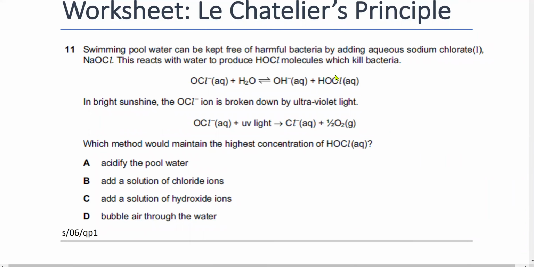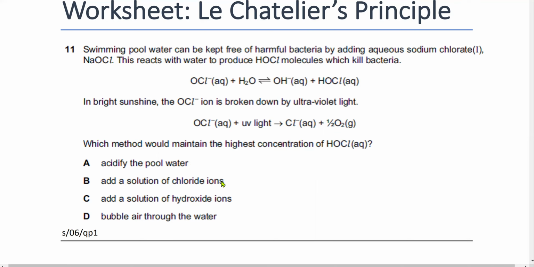You want more HOCl, so you want it to be favored to the right. The first option is to acidify the pool water. What would acid do? It will make less OH minus ions compared to H plus ions. If there's less OH minus ions, the equilibrium is going to try and increase OH ions, so it shifts to the right. So you get more HOCl, right? So the first one is the correct option, because you wanted the highest concentration of HOCl.